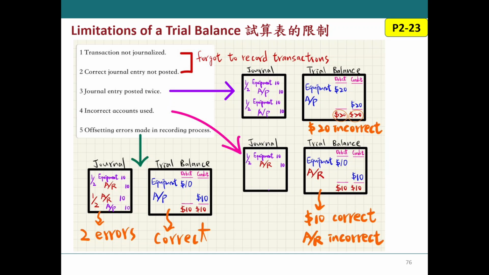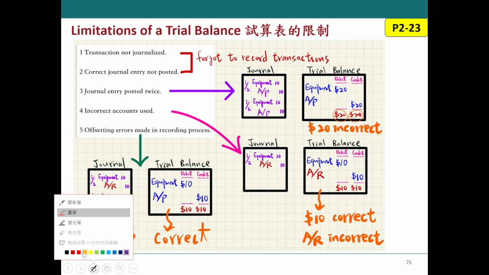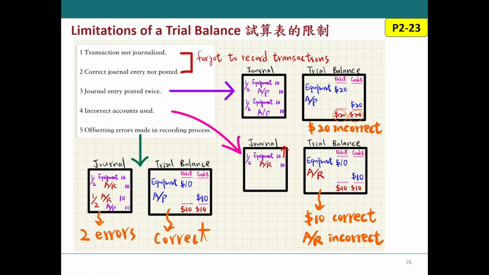Debit equipment means what? Your equipment increase or decrease? Asset on debit side means increase. Okay? Accounts receivable on credit side means accounts receivable is your assets, means customer owe you money. So usually assets, accounts receivable on credit side means decrease. Could you tell me what kind of transaction it is?